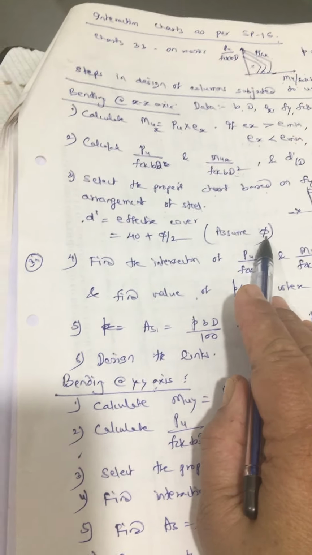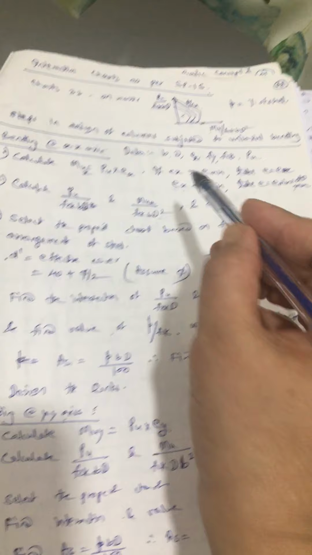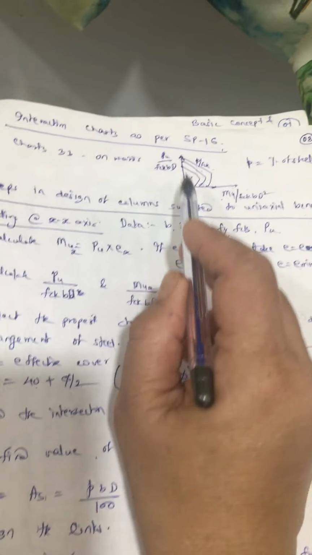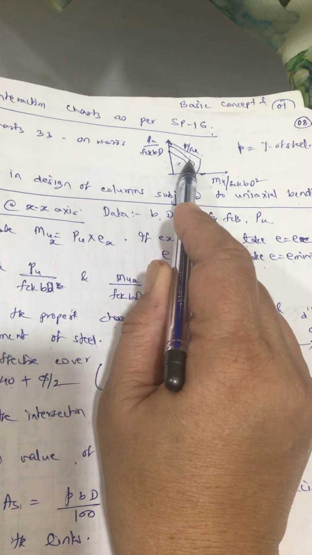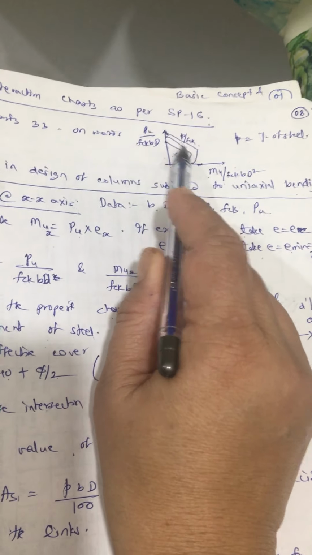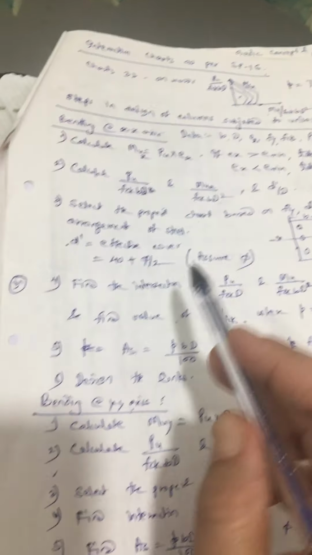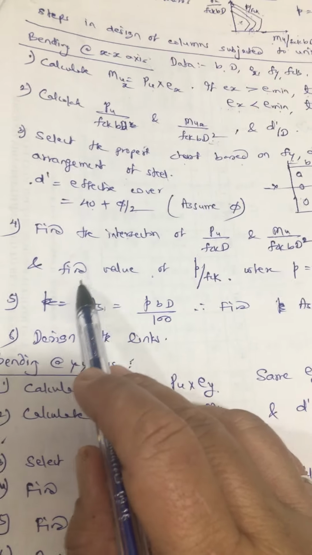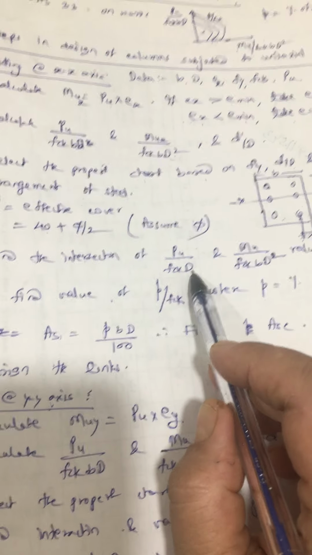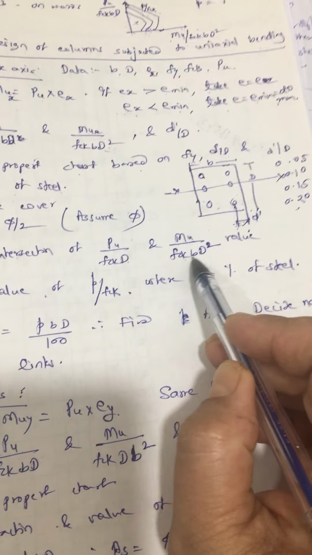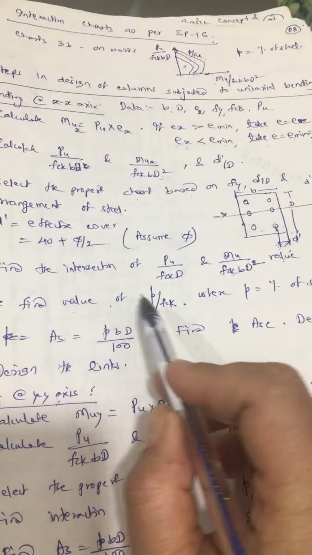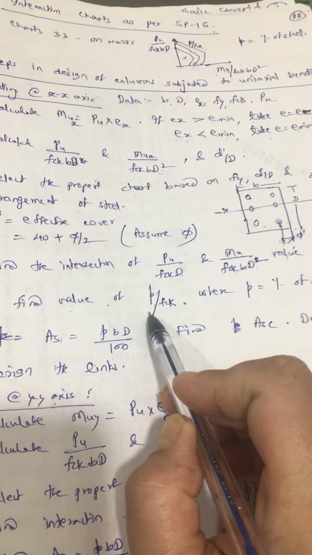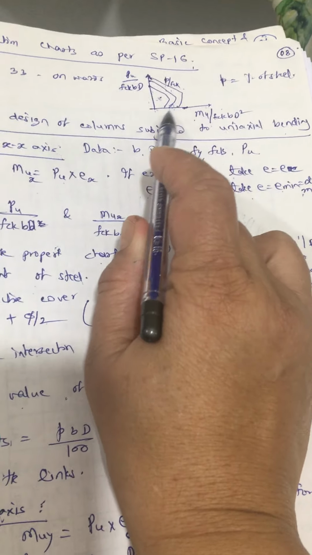Once you have these two values of Pu upon fck bD and Mu upon fck bD square, based on these two values, you have to mark the point on this axis, and where the interaction is there, you have to find out the value on that particular curve. So find the intersection of Pu upon fck bD and Mu upon fck bD square value. The intersection will give you the value of p upon fck, which is written on this particular curve.